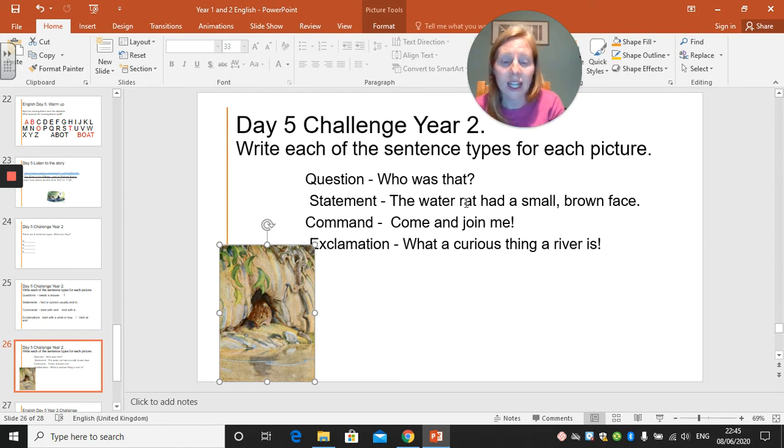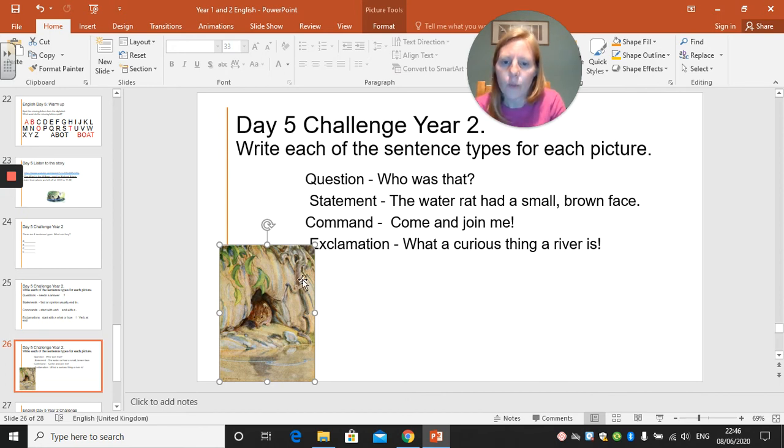Because we're not using his name, the rat, he doesn't need a capital letter. If we said the rat, Ratty, had a small brown face, he would need his capital letter, but we're just describing him as a common rat. He's a noun. We don't know who he is. It's just he's a type of species. So I haven't used a capital letter for the proper noun.